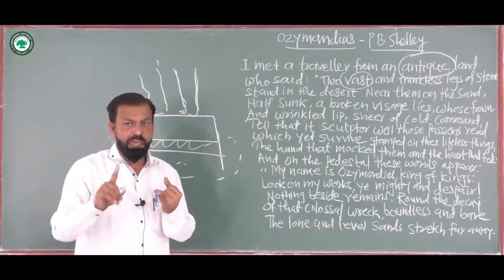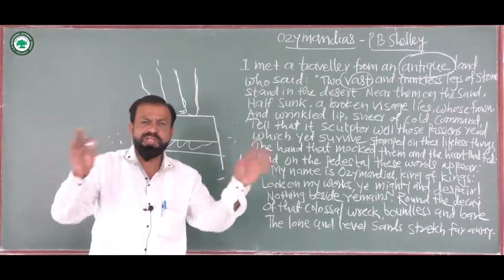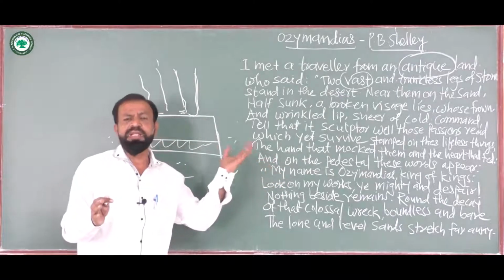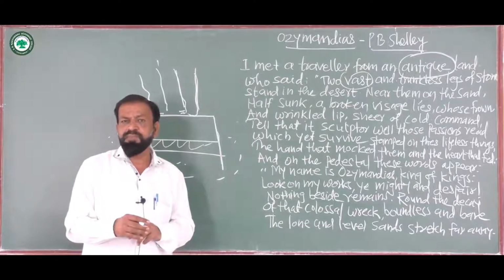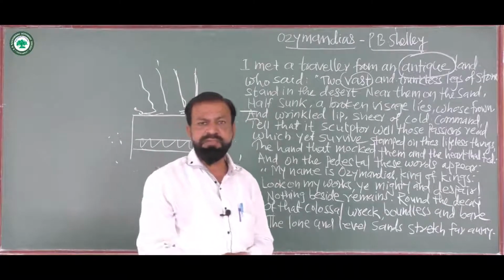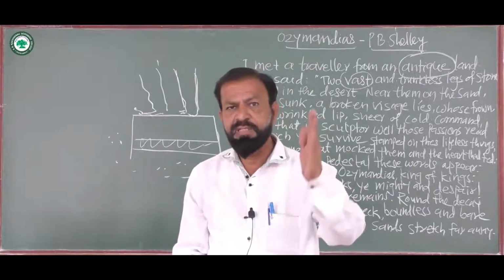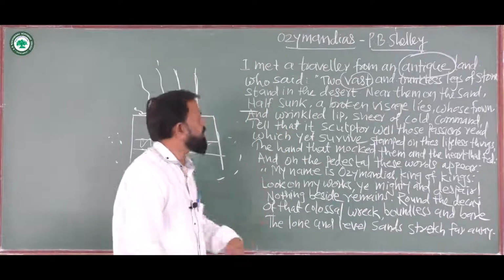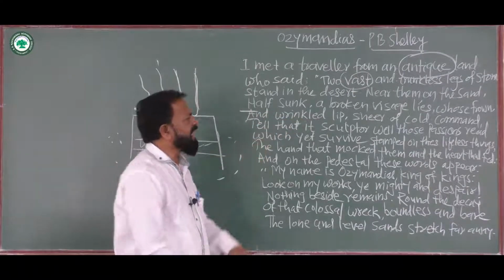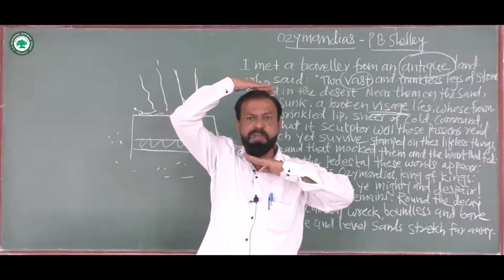So everywhere only the sand gives company to this statue. There are no trees, no flowers, no plants, no shrubs, no river, no mountain, no natural beauty we can say. Only the sand gives company to this statue. And in the next line, that is the fourth line, the poet describes how this statue is shattered, how it is ruined, how it is damaged. In the fourth line, the poet says, half sunk, a broken visage. So visage means face, or we can say the upper part of the statue.